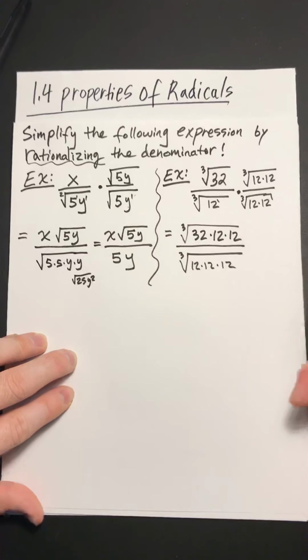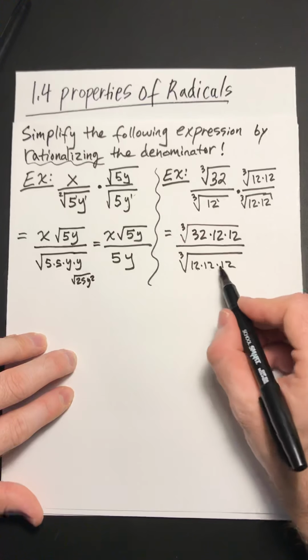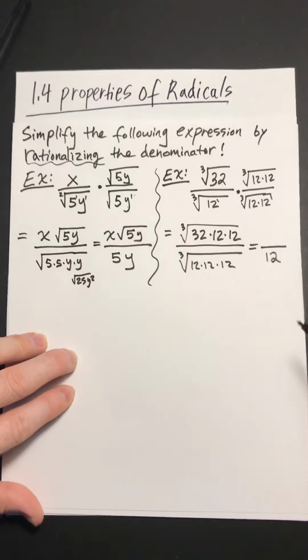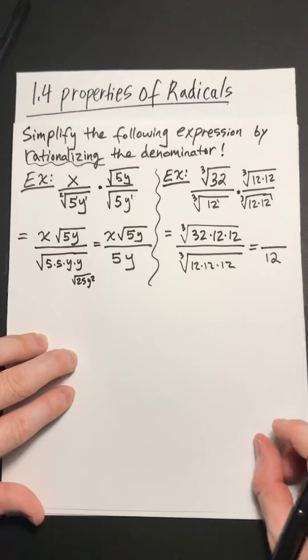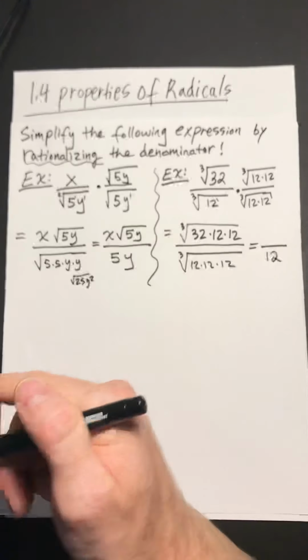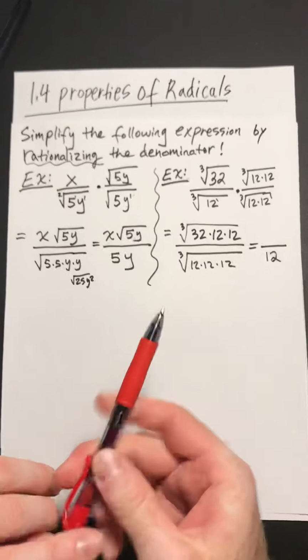Now this is pretty nice. Why is this nice? Well, 12 times 12 times 12, that's 3 12s. So I'm going to help you out here. The denominator is 12. And now we've rationalized it. Now we've just got to simplify the top. Now before you go and get your calculator and multiply all this out, I want us to break this down a little bit more.